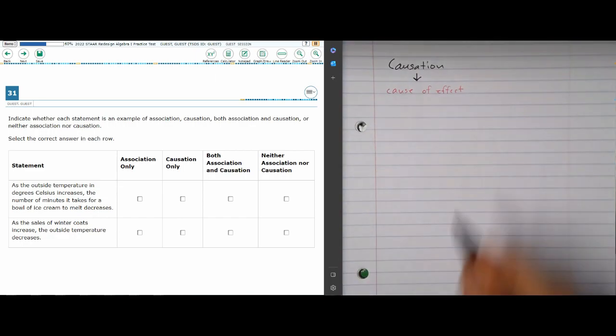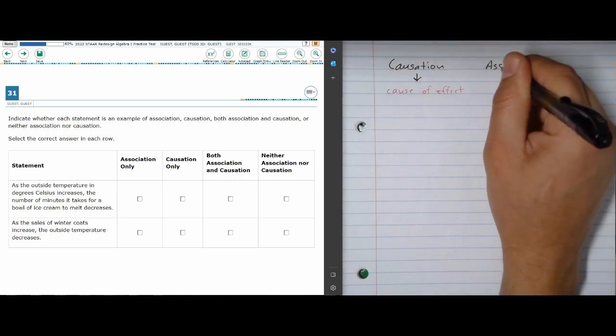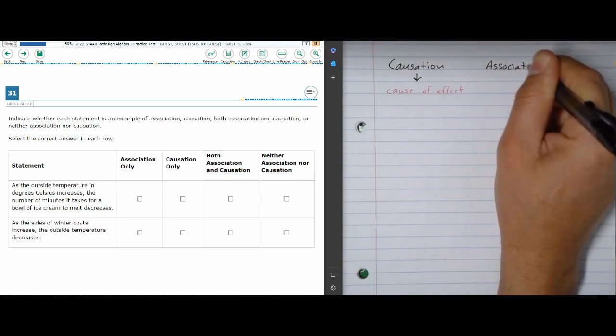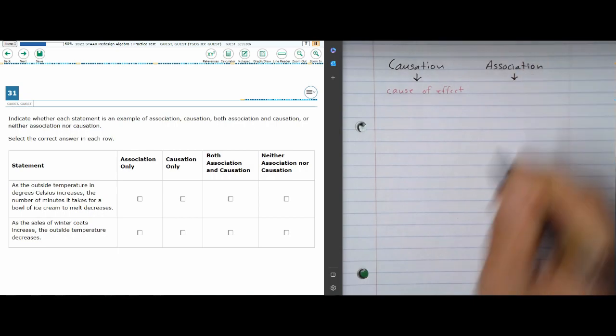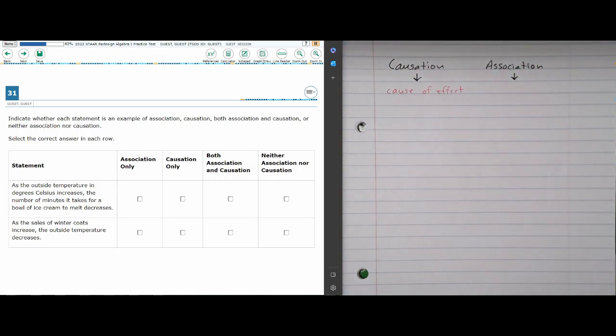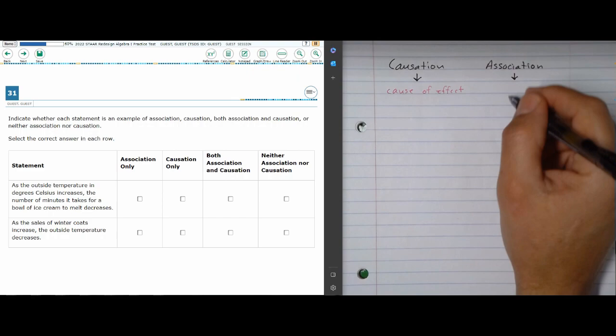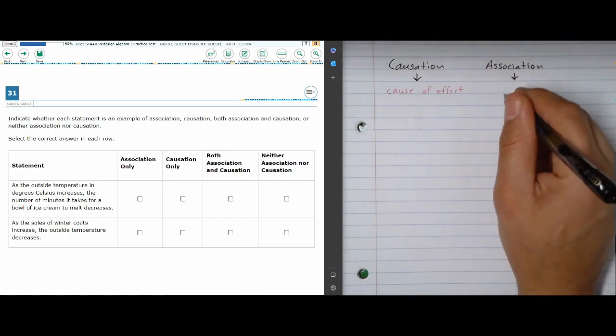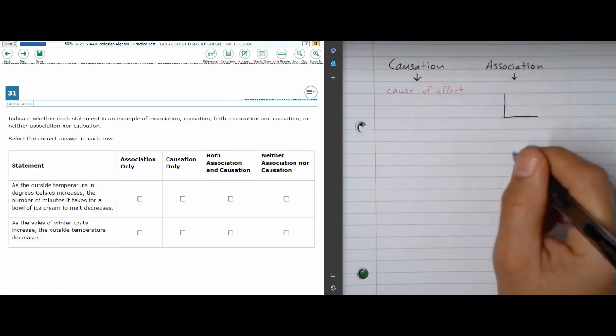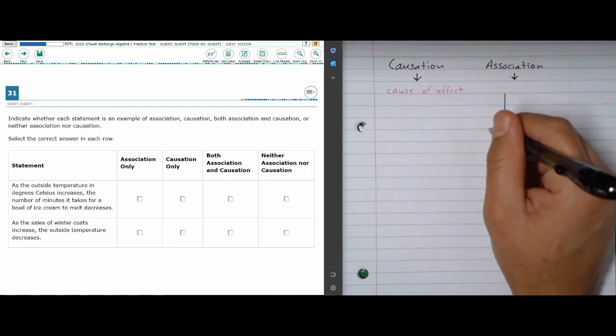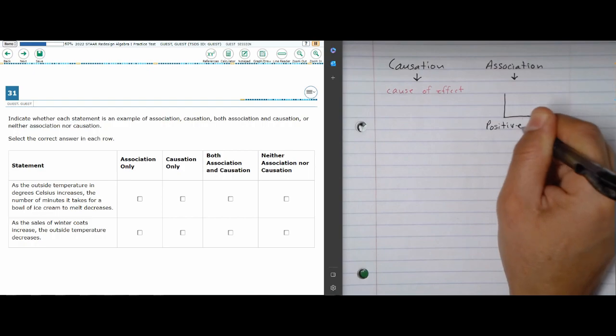Now, when we talk about association, remember in that case, we're just saying that there's something that relates to one another. So for instance, I'll just give you an example. We have a few different types of association. We have linear and nonlinear, and we also have positive and negative.